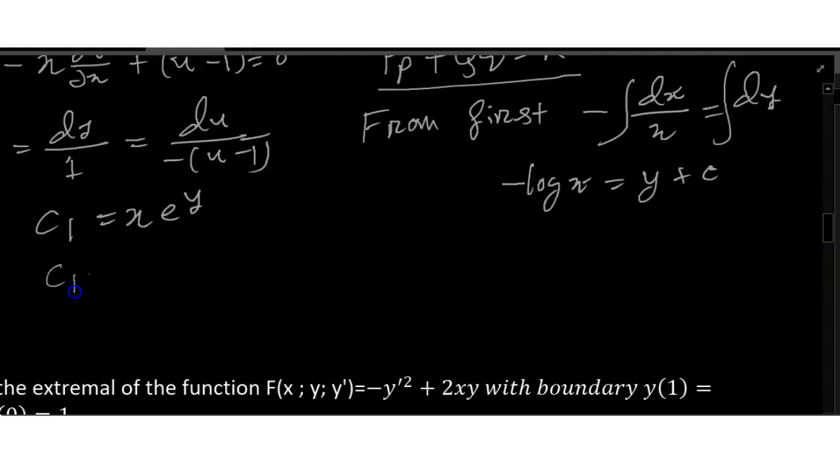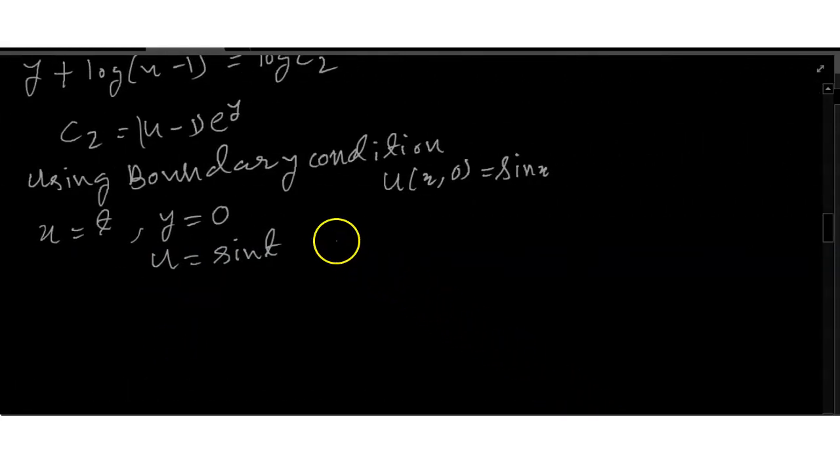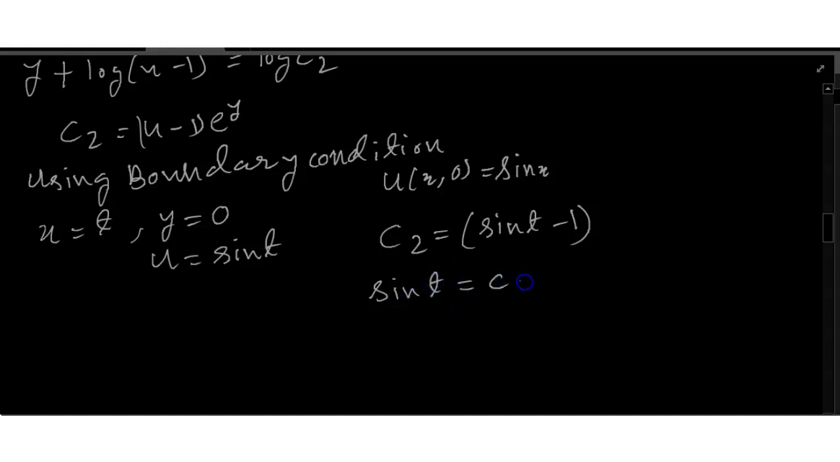From the first equation, c1 equals t, because I am putting the value x equals t. So c1 equals t, and c2 is equal to sin t minus 1. So sin t equals c2 plus 1. So this is sin, c1 equals c2 plus 1.